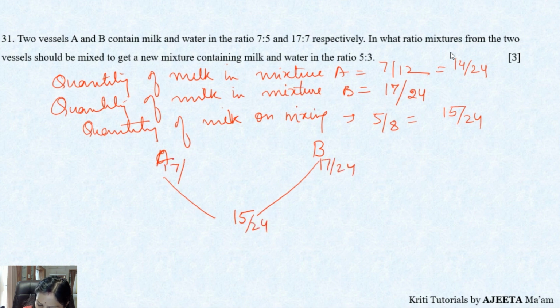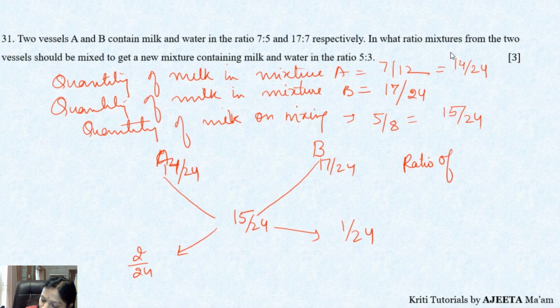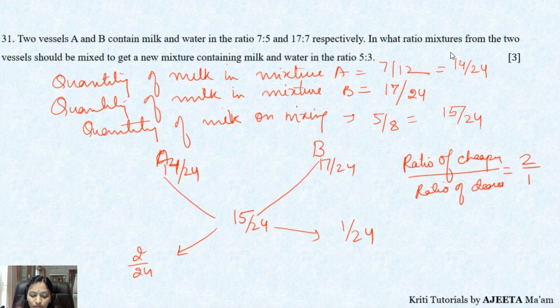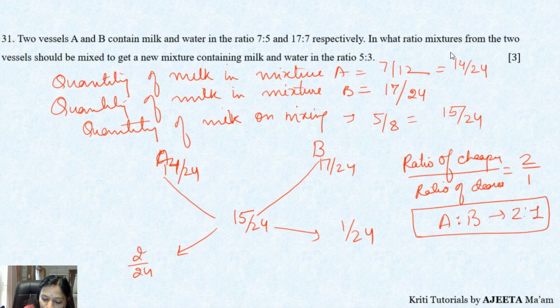It's up to you. Correct. Now what will you get here? And here what do we get? Correct. So this is what we have. So now the ratio of cheaper upon the ratio of dearer, dearer quantity. That is 2 is to 1. So what's the ratio now? A was the cheaper, B was this. So 2 is to 1. A mixture or B mixture. This was our A mixture, this was our B mixture.